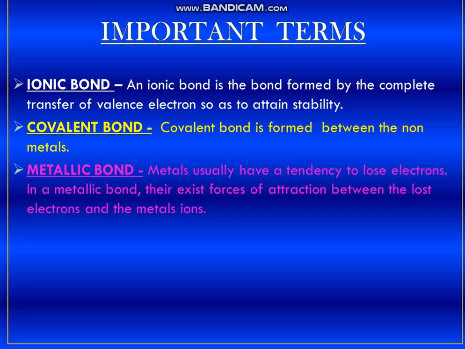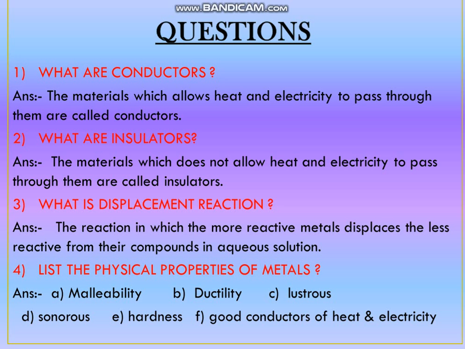Important terms are ionic bond. An ionic bond is the bond formed by the complete transfer of valency electrons so as to attain stability. Covalent bond. A covalent bond is formed between the nonmetals. Metallic bond. Metals usually have a tendency to lose electrons. In a metallic bond, there exist forces of attraction between the lost electrons and the metal's ions.